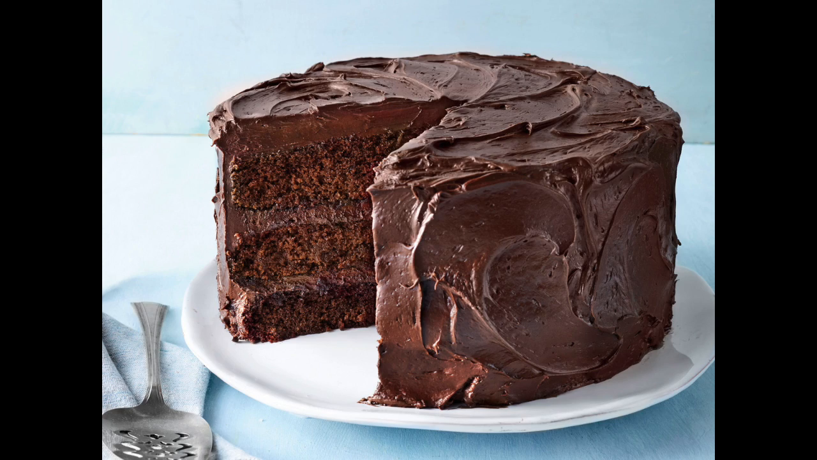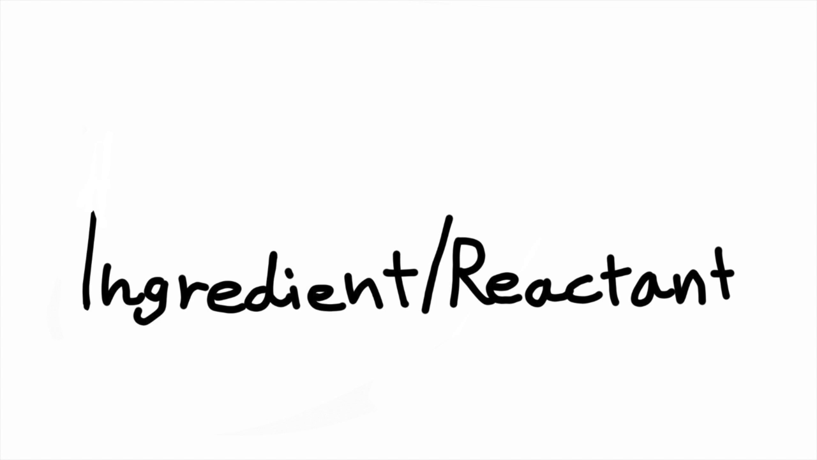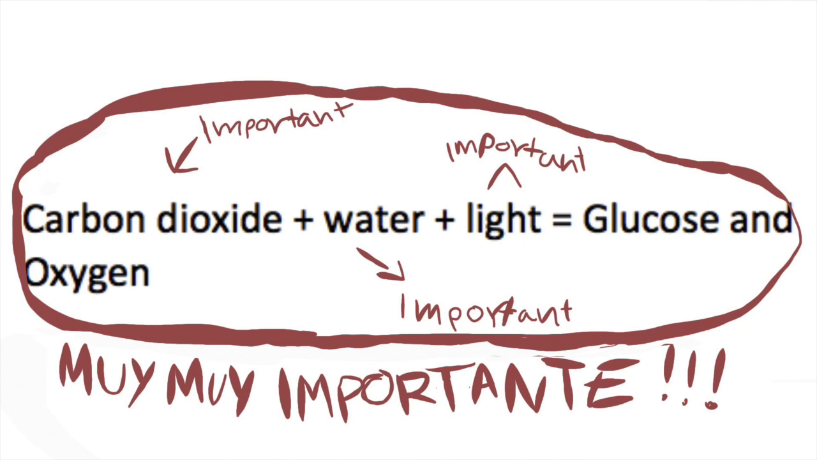Make sense? Good. Keep in mind that just like a recipe for making a sweet, sweet cake, every ingredient, or in scientific terms, reactant, in photosynthesis matters. Let's start with the most recognizable element in photosynthesis: sunlight. Plants absorb light energy from the sun and convert it into chemical energy, which is stored in glucose.